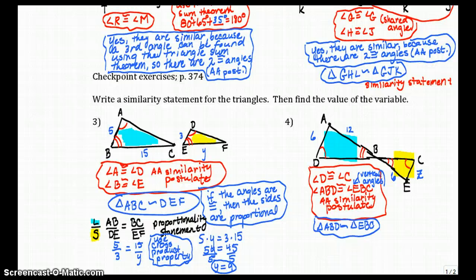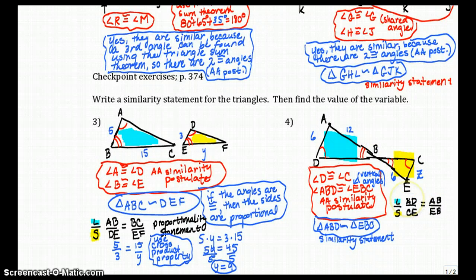And we're able to write that triangle ABD is similar to triangle EBC, which is part of the directions to write a similarity statement. Now, because the triangles are similar, their sides will be proportional, so we're going to use that knowledge to figure out the value of Z. So we're going to set up large triangle, small triangle. Side AD corresponds to side CE, large to small, and in the large triangle side AB corresponds to side EB.